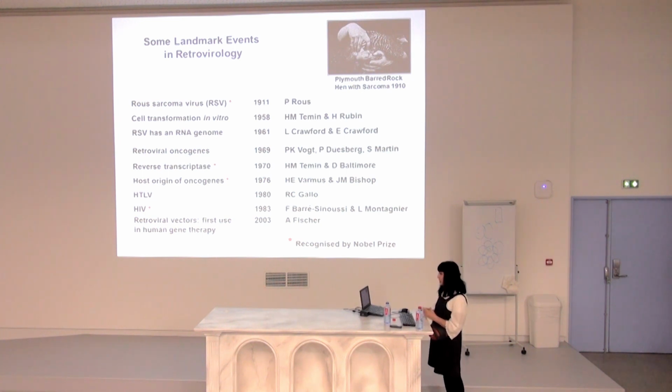And then Bishop told us that for every gene you have in a virus, you have a mirror in the host: the host origin of oncogenes. Then in 1980, the discovery of the first human retrovirus, the human T lymphotropic virus associated to leukemia. Then the discovery a few years later of HIV by the French, made possible in part because of Gallo's contribution of interleukin 2 and the way we cultivate cells. And in 2003, the use of retroviral vectors in gene therapy.